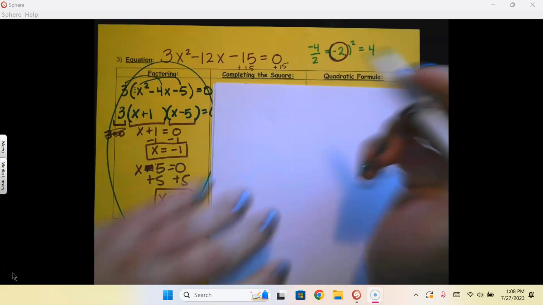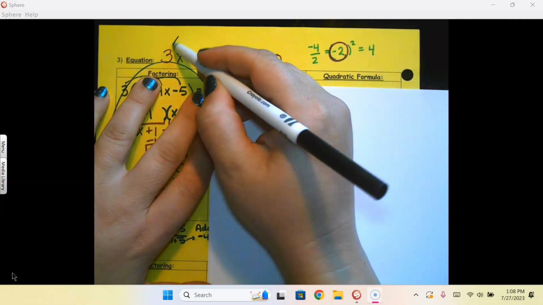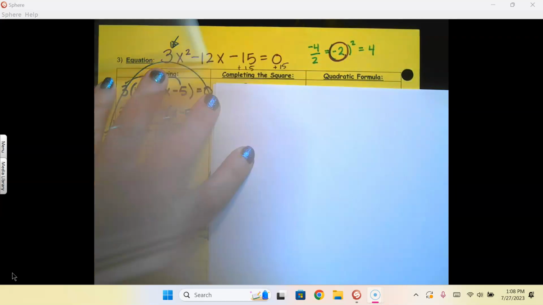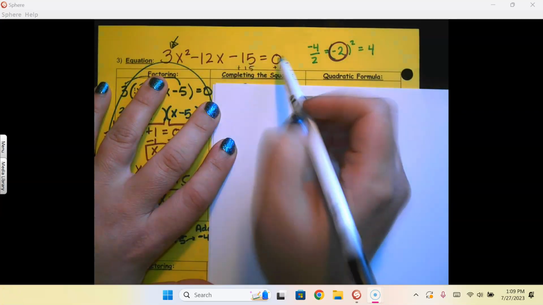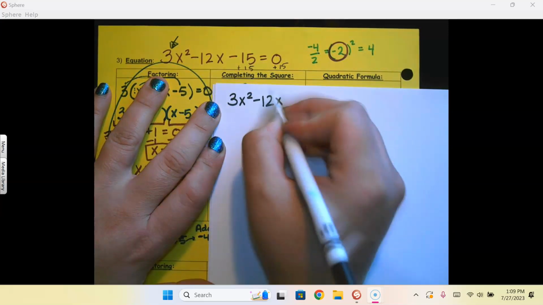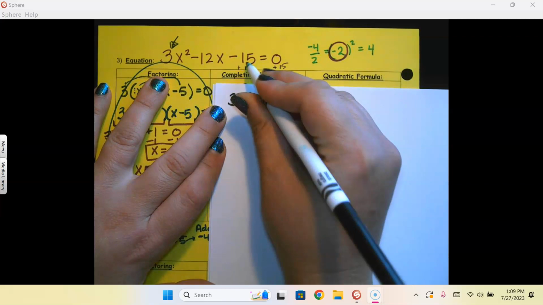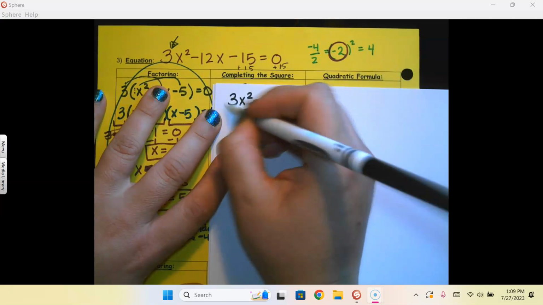Okay, so now let's go ahead and try it again, and let's go ahead and complete the square. Okay, so with completing the square, we want the term in the very front to be a 1. And then we want the constant on this side. So we're going to have 3x squared minus 12x. And we want this minus 15 over here. So we're going to add 15.